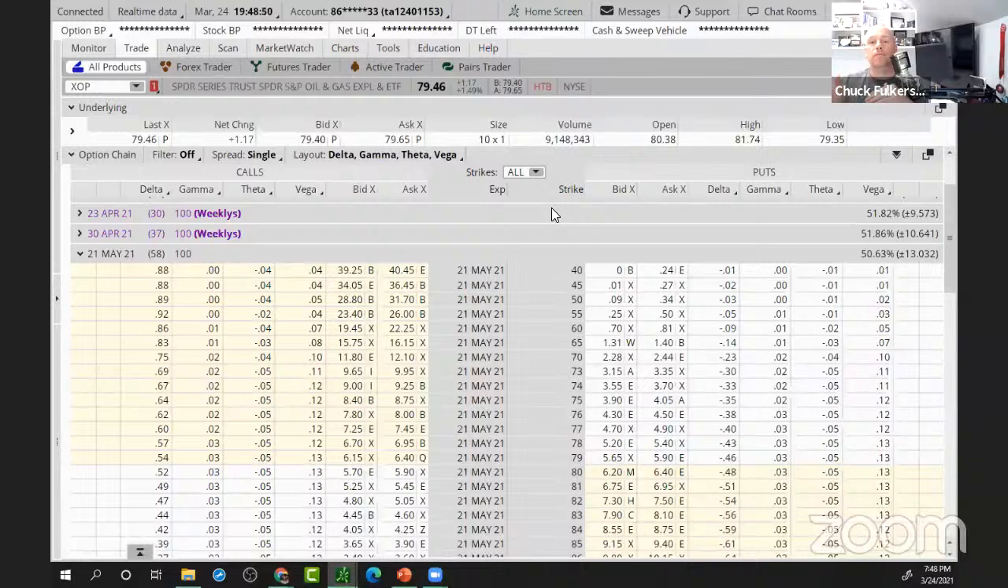Now, what happens if price starts to get closer to those 65s and you say, I don't really want to own it at 65 in May? What can you then do? You roll it down and out again. And every time you roll it down and out, as long as you stay with the same number of contracts, what are you doing to your risk?